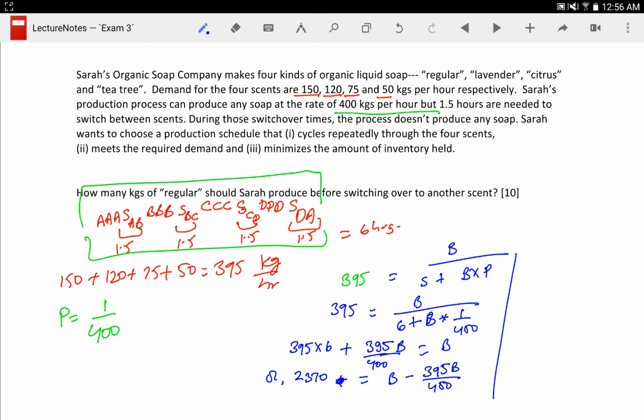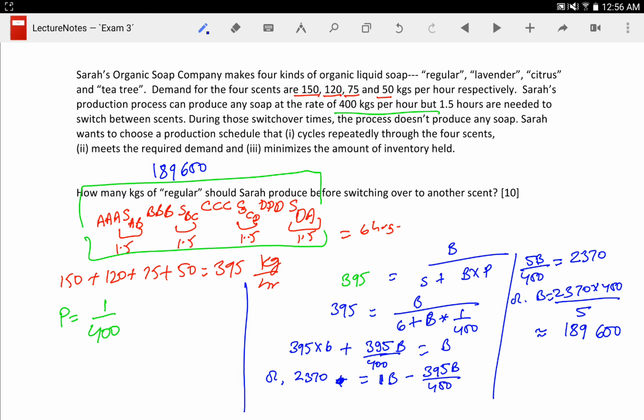1b is the same as saying 400 by 400b. So 400 by 400b minus 395 by 400b is just 5b divided by 400 equals 2370, or b equals 2370 times 400 divided by 5, which comes out to be about 189,600. So this whole batch is 189,600.